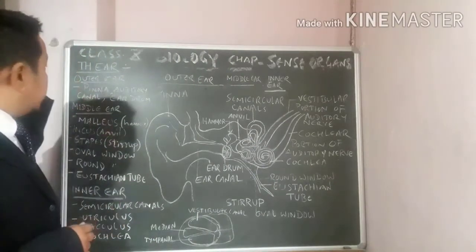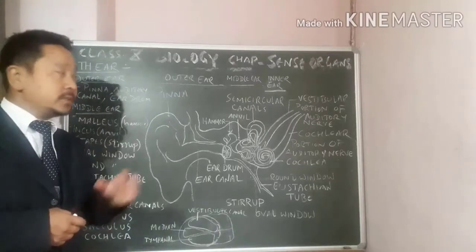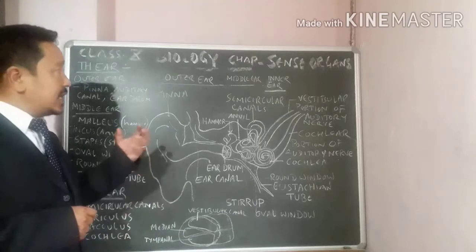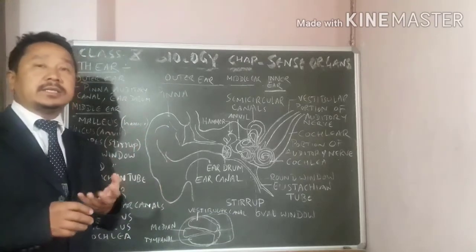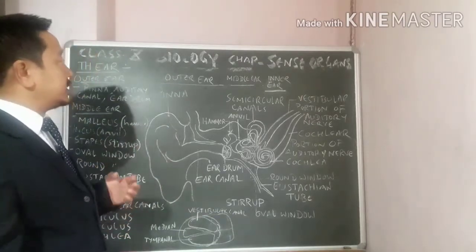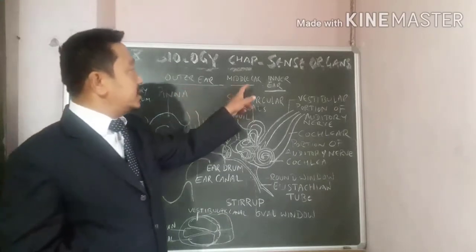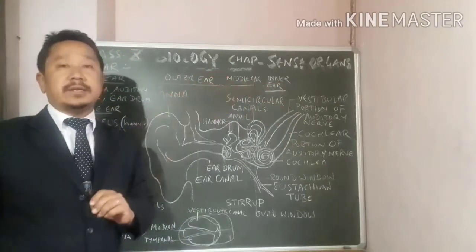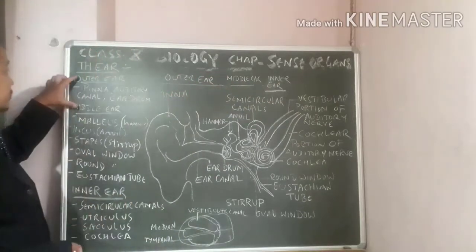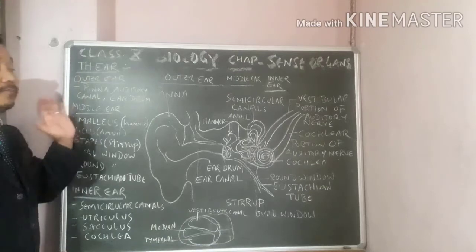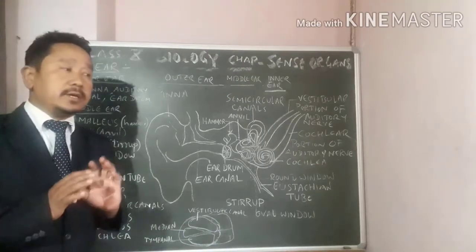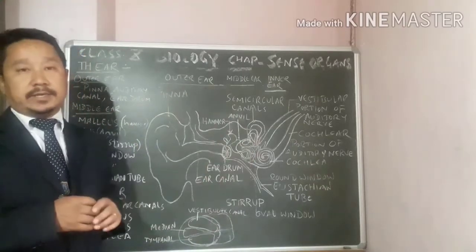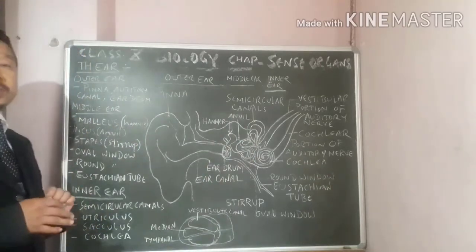Your human ear has been described in three main parts. It has been divided into three main parts: outer ear, middle ear, and inner ear. As you see here, I have written the parts that you find in the outer ear, middle ear, and inner ear, which are also there in the book.